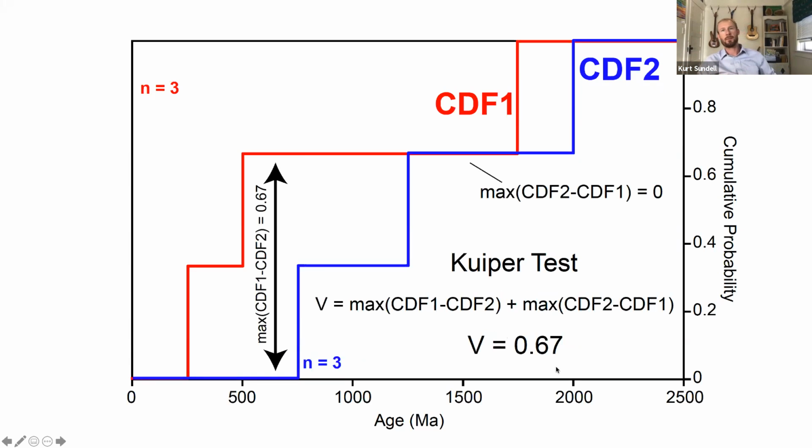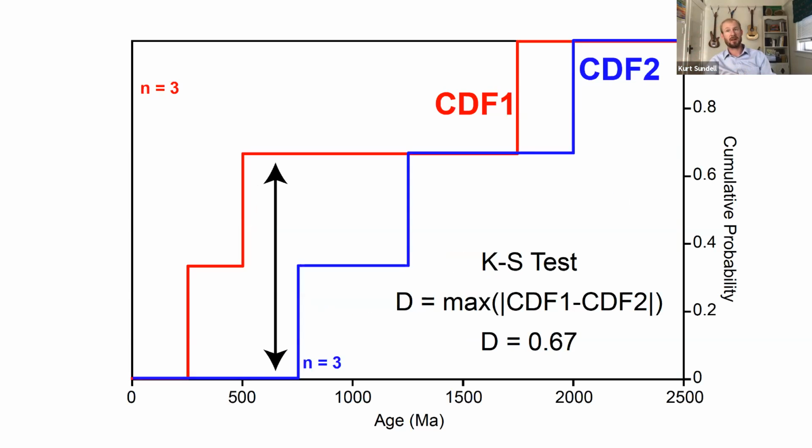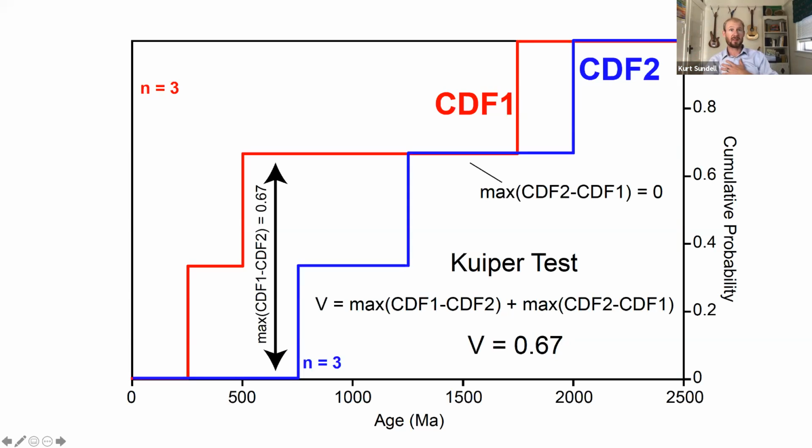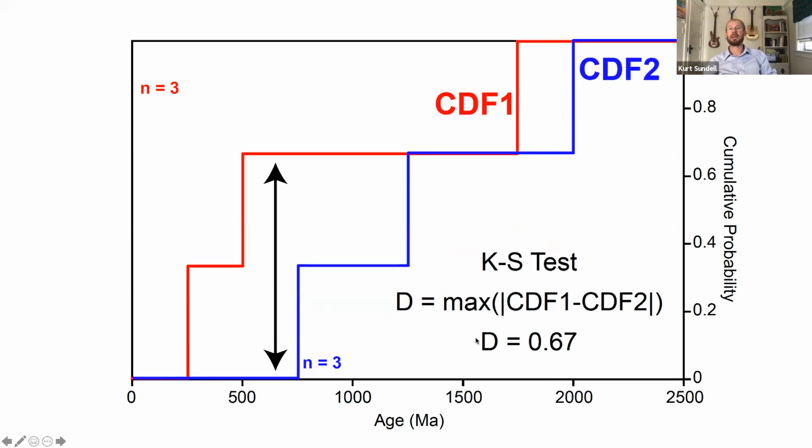Last one is the Kuiper test, and the Kuiper test is an extension of the KS test. And here, instead of taking the maximum of the absolute value of CDF1 and 2, you're taking CDF1 minus 2 and taking whatever that value is, and taking CDF2 minus 1 and taking whatever that value is, and adding them together. In this example, it's going to be the same because this is the biggest gap between them in either case. Oftentimes, the Kuiper test will give a slightly larger value, V value. So V is the Kuiper test version of D.